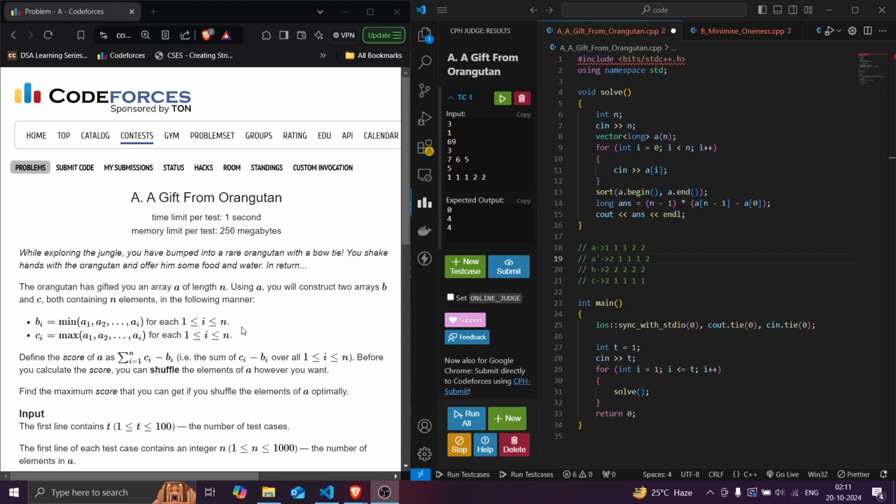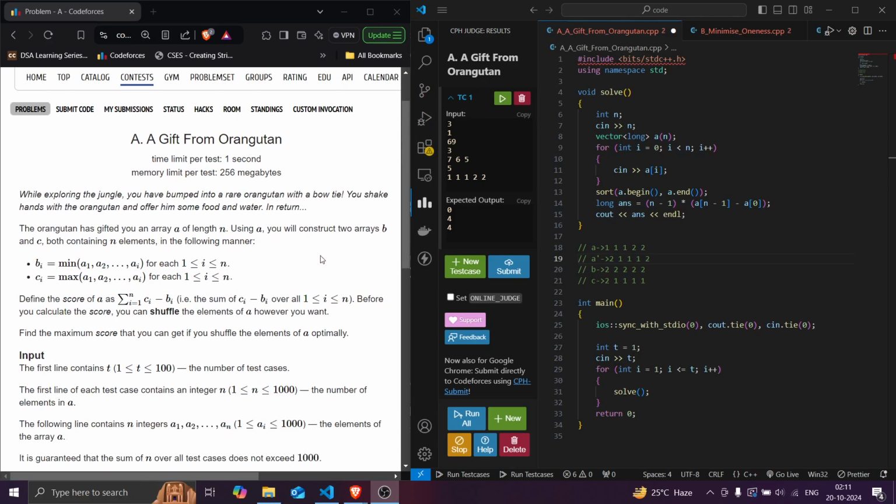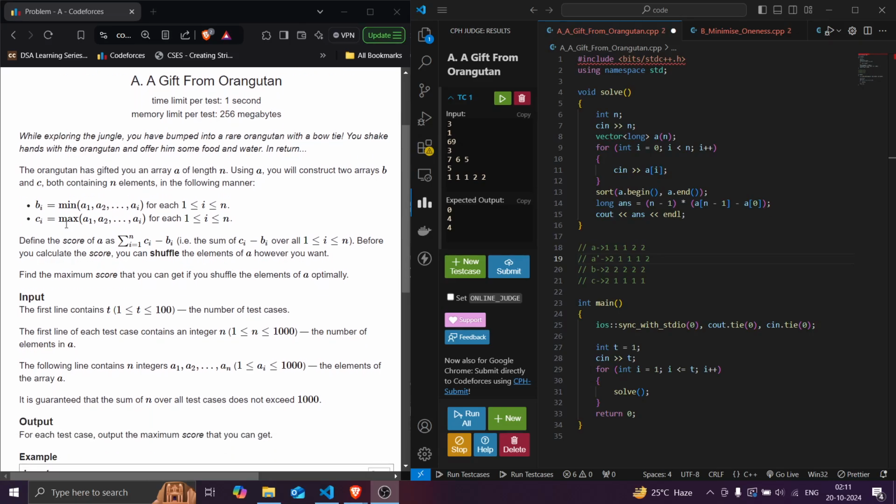So in this problem, we are given a vector A of size n and we need to construct vector B and vector C. Basically B_i is defined as the minimum of all A_i from A_1 to A_i, and similarly C_i is defined as the maximum of all A_1 to A_i. This is how we will be constructing our B and C.